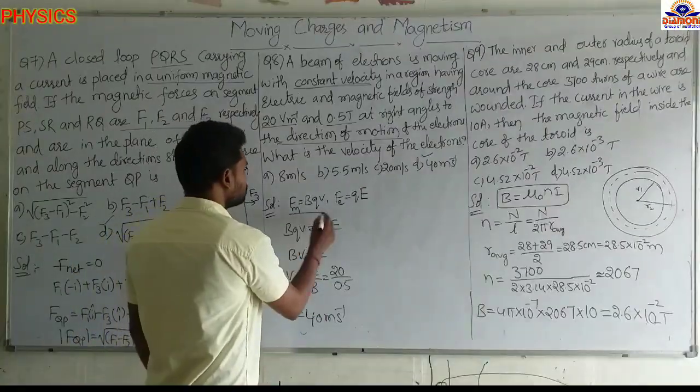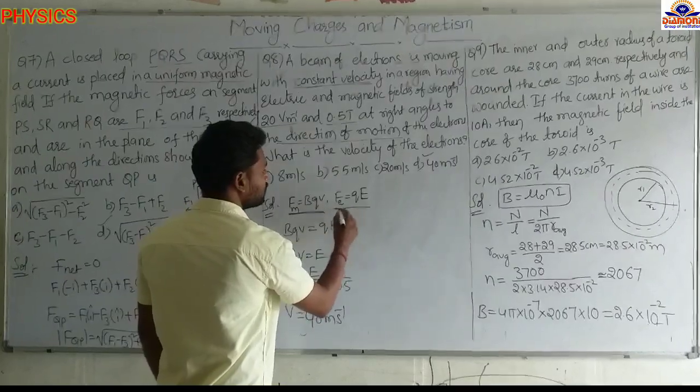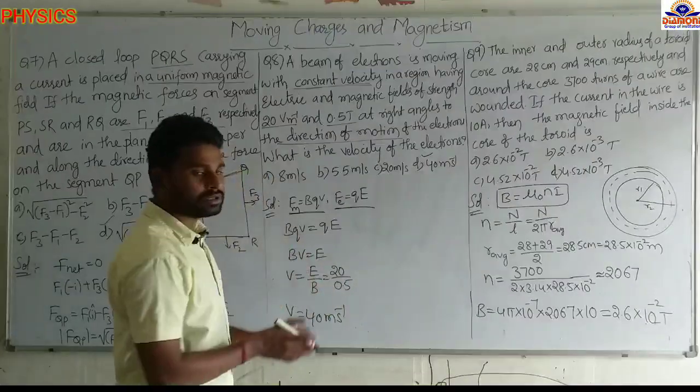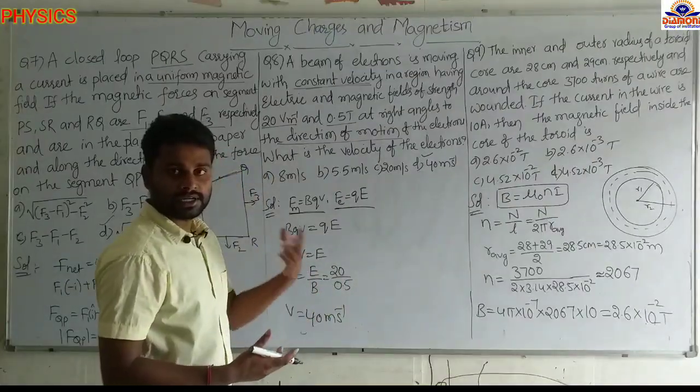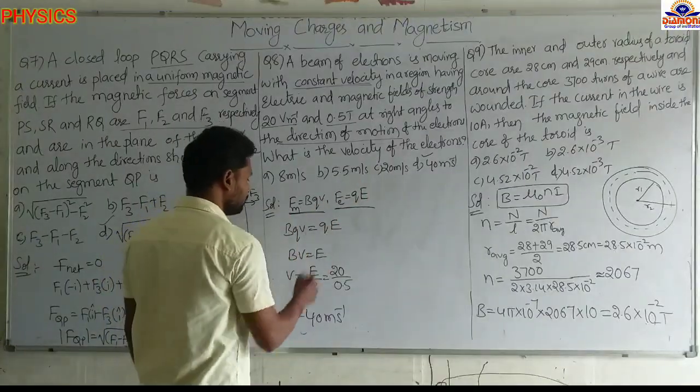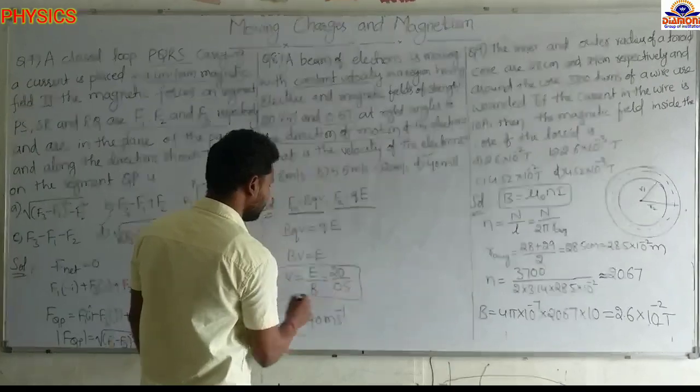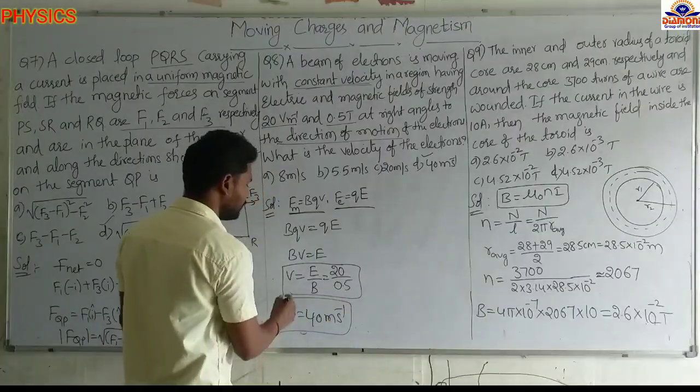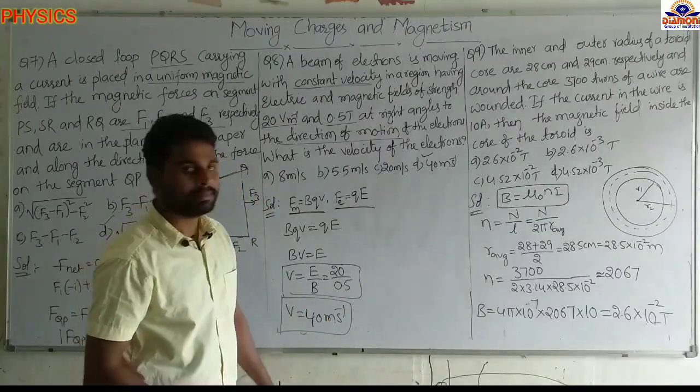Now the force due to the magnetic field is BQV and the force due to the electric field is QE, and these both are equal. That's why the particle is moving with uniform velocity in a straight line path. Now equate this, we will get V equal to E by B. E value and B value are given. From that we will get the velocity equal to 40 meter per second.